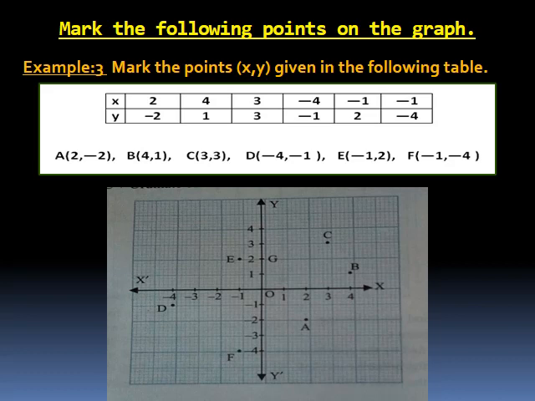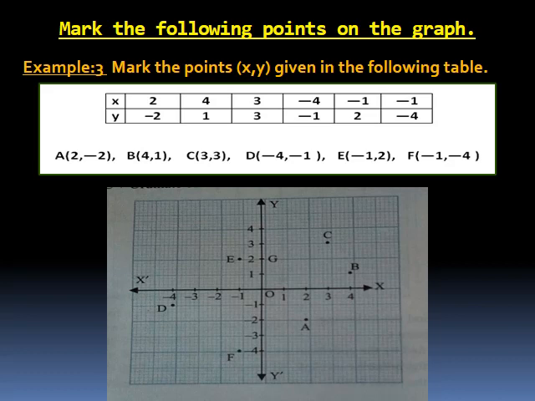These points we can mark in the Cartesian plane. The first one, A is 2, -2. The x coordinate is 2 and y coordinate is -2. X coordinate is nothing but the distance of A from the y axis. That is, our x coordinate is 2, so A is 2 units distance from the y axis in the positive direction of x axis.